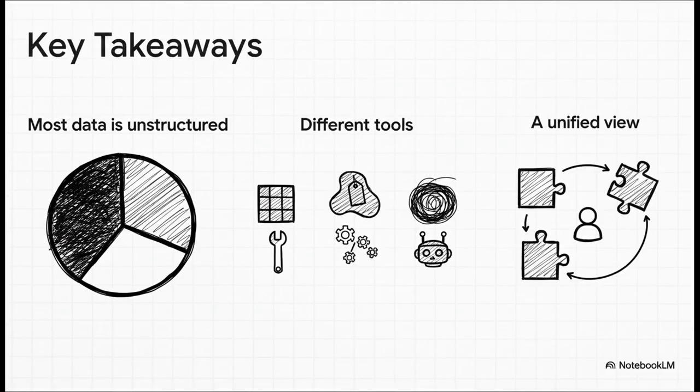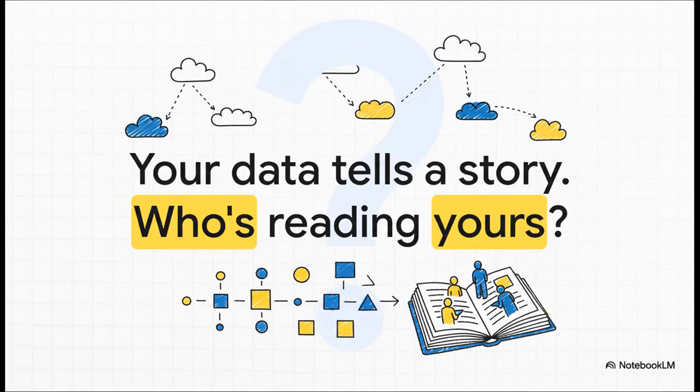So, let's zoom out. What are the key things to remember? First, that huge chunk of the digital world, about 80%, is unstructured. Second, each of these data types needs different tools and a different approach to be understood. And finally, the real power isn't in any single piece of the puzzle, but in combining all three to get that complete, unified view. And that really just leaves us with one final thought.